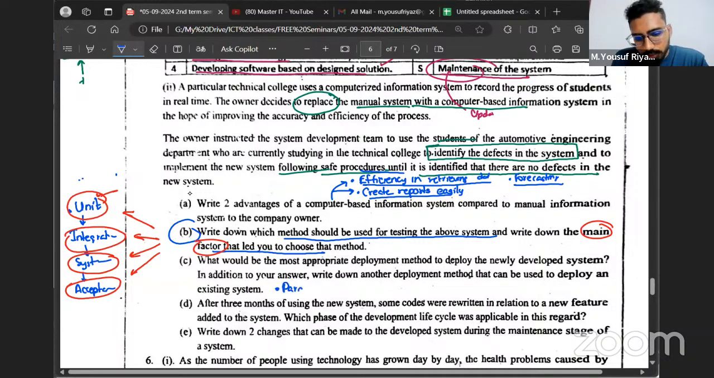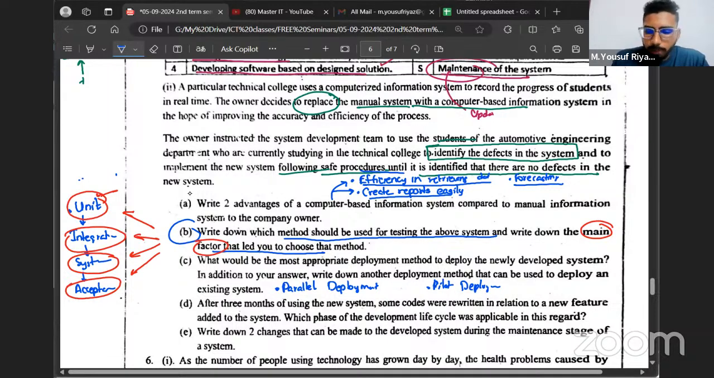parallel deployment, or else go for pilot deployment. Why I'm going to say parallel deployment is they can have the old system and the new system both. They can focus on the new system, but suppose if the new system gave any errors, quickly they can revert back to the old system. That's why parallel deployment is better.